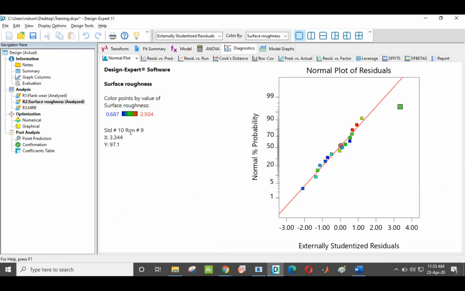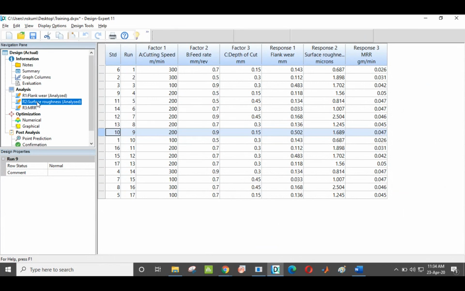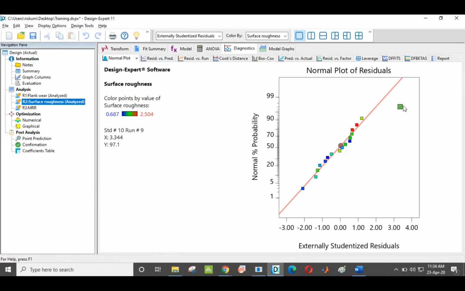Okay, that is run number 9. So go to the design and check run number 9. This is run number 9. Do this experiment once again and record the outputs, because this is not distributed properly. If this is going to be fitted in a straight line, then obviously the R square value will be improved.